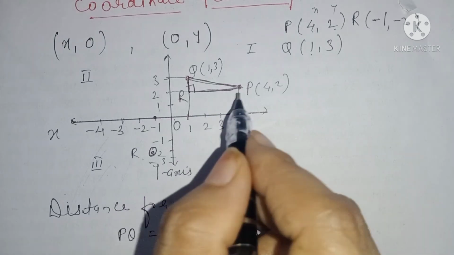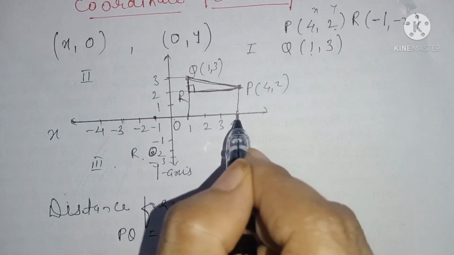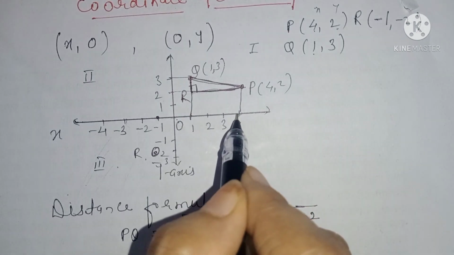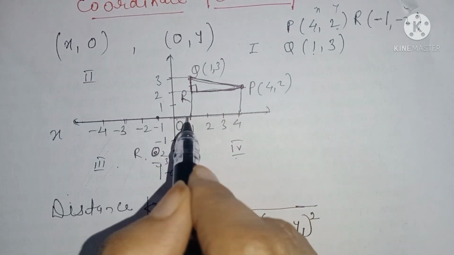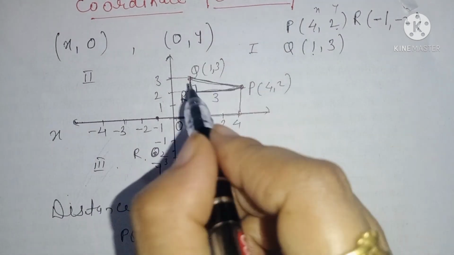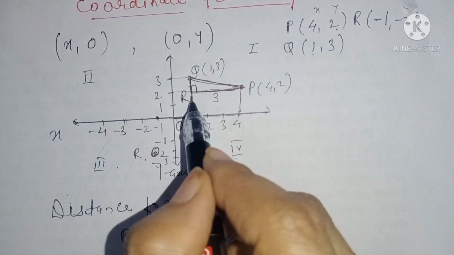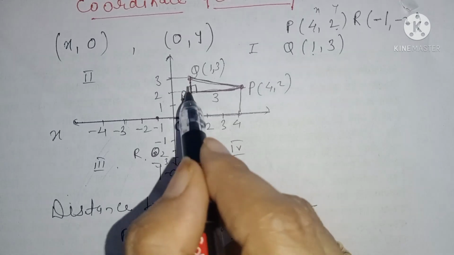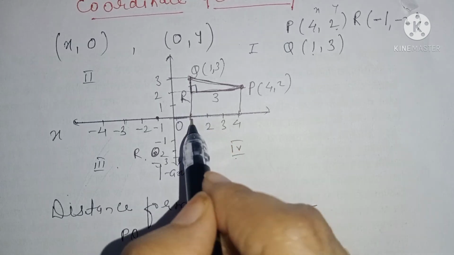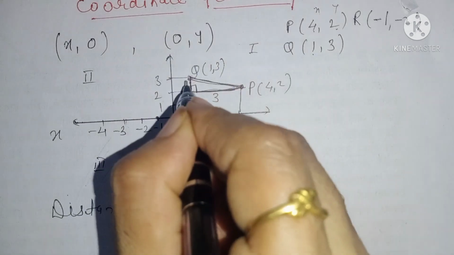How can I get RP? This is full 4 units, right? 1, 2, 3, 4. Out of 4 units, I need only the distance RP. So we subtract 1 from these 4 units. So how much is this distance? 1, 2, 3. So RP is 3 units. And suppose I want to find distance QR. This whole perpendicular distance is 3 units, but I want only QR. So how many units will we subtract from 3? 2 units. So 3 minus 2, 1 unit.